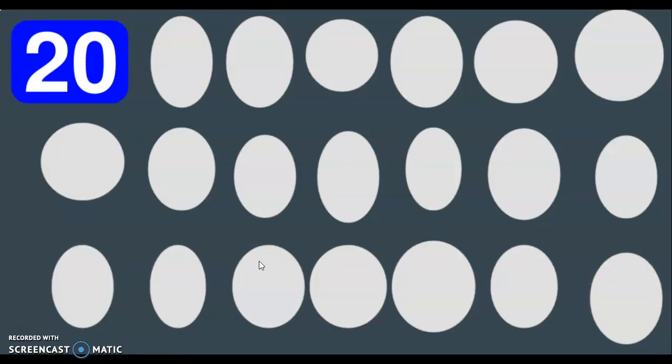And now we've reached our last number that we're going to learn about this week, and that's the number 20. It's another double-digit number, but it begins with a 2, which is different than the rest of our double-digit numbers. So we'll count, make sure that we have 20 circles in our group. We have 1, 2, 3, 4, 5, 6, 7, 8, 9, 10, 11, 12, 13, 14, 15, 16, 17, 18, 19, 20.